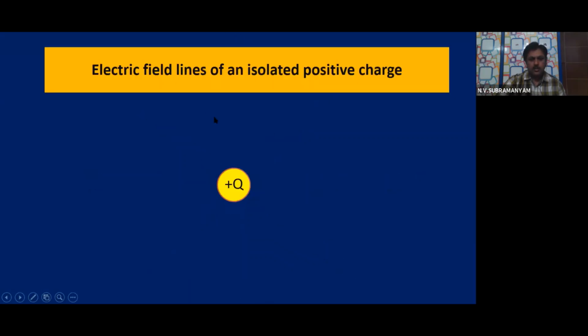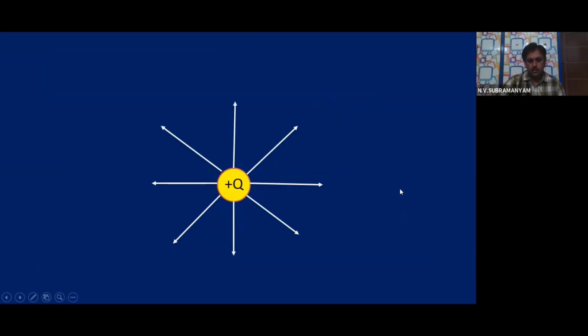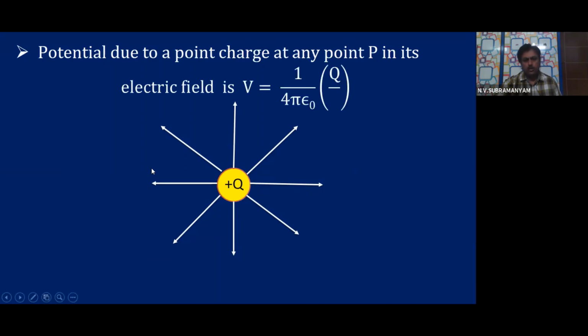They are the electric field lines of an isolated positive charge. Field lines diverge normally from the positive charge. Now I will ask you one simple question. Tell me, what is the formula for potential due to a point charge at any point in its field? 1 by 4 pi epsilon 0 q by r. What is this r? Distance from the charge. Now what I will do is construct a sphere around this charge.